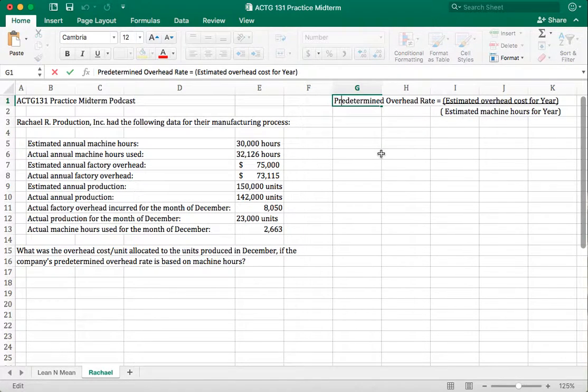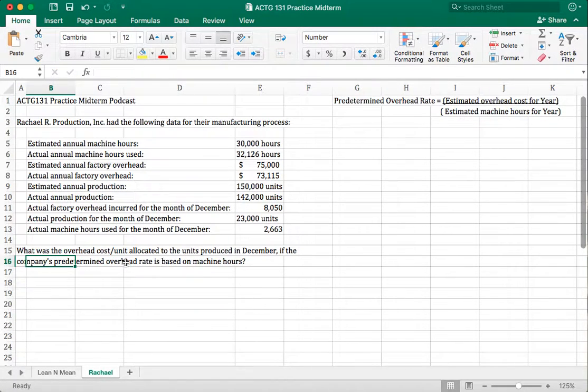This is listed on page 69, at the bottom of your textbook, and I've put it here for you. It's the estimated overhead cost for the year divided by the estimated machine hours for the year. It's machine hours only because the problem says they want it calculated based on machine hours. That could be direct labor hours, it could be units, it could be whatever the cost driver is. So let's take care of that.